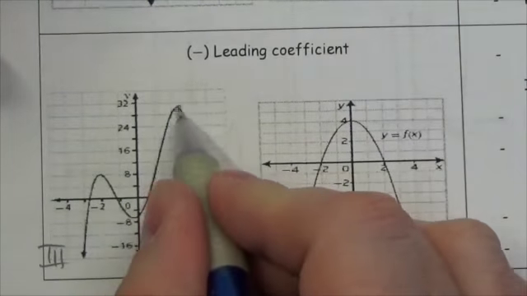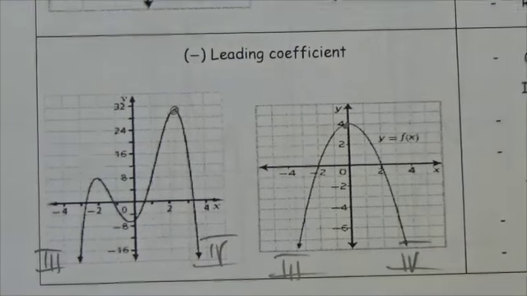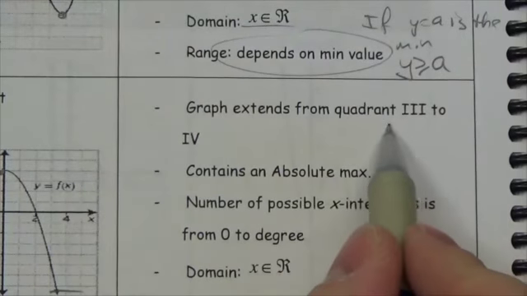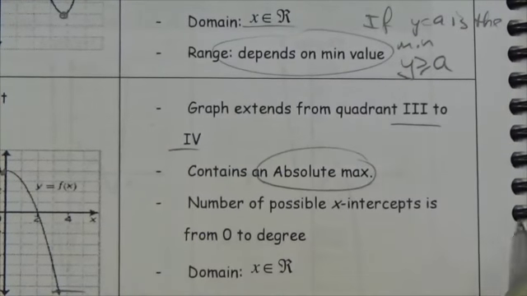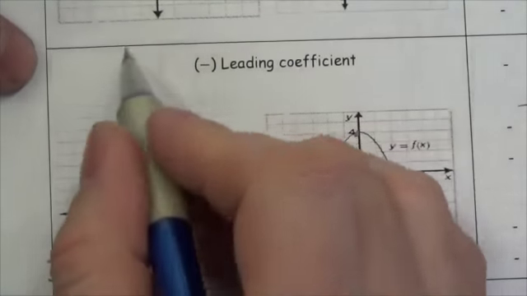Then these things are going to have this absolute maximum point here, and every one of them is going to. So again, from 3 to 4, it's going to contain an absolute max. Same as the positive one here. And actually, sorry, I can help you out with this too.